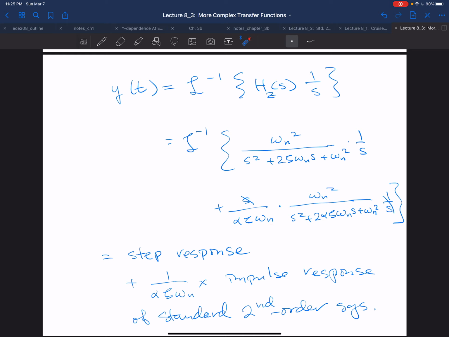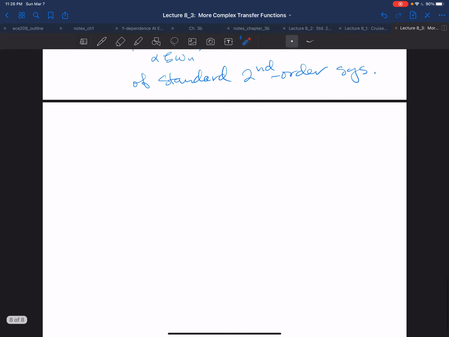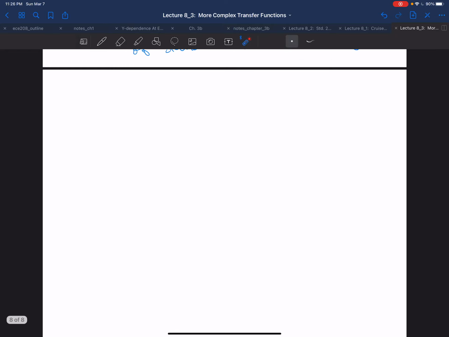So again, the general idea is that when we have a more complex transfer function to analyze, we can analyze it in terms of the standard examples that we've already seen, and we see that here. We just end up with a step response of the standard second order system plus 1 over alpha zeta omega n times the impulse response, again, of the standard second order system. Okay, so there's a plot of the kind of response that you get in the notes.